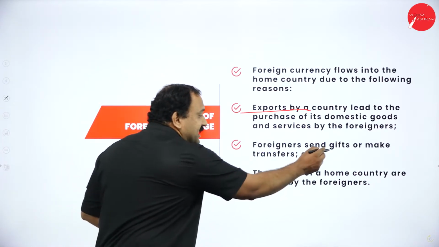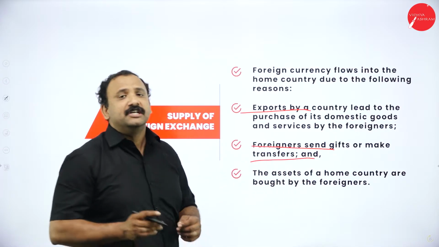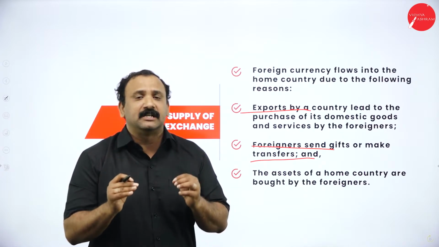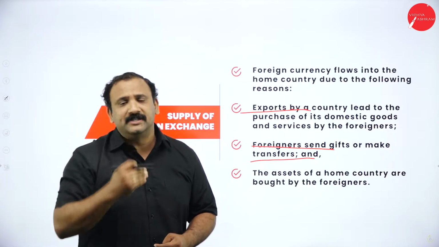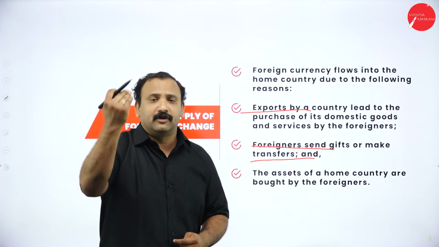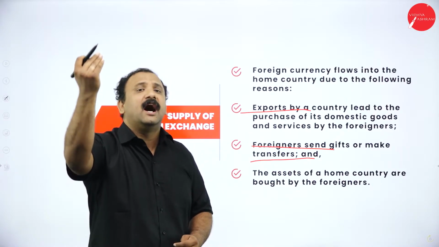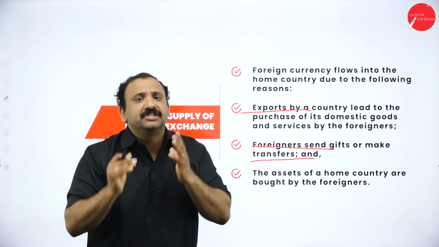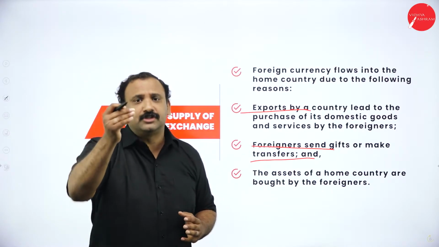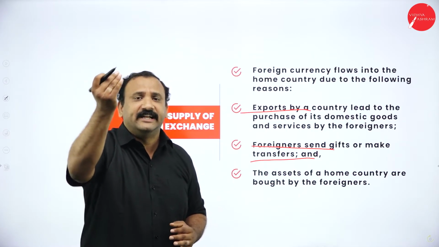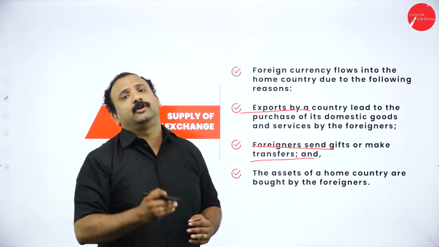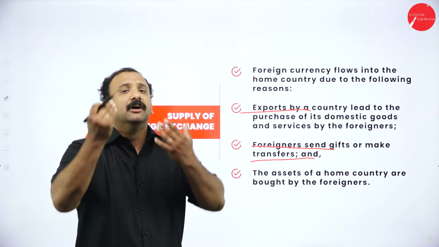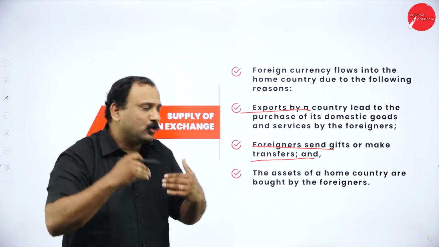Now, foreigners send gifts or transfers. Suppose there is a money transfer by a person living abroad to the domestic nation. Let's say some of your relations who are staying abroad are sending money to you. Automatically there will be a foreign exchange transfer. There are also chances when people start sending gifts from a foreign country to our country. So that is another way where you will see foreign exchange flowing from the other country to our place.